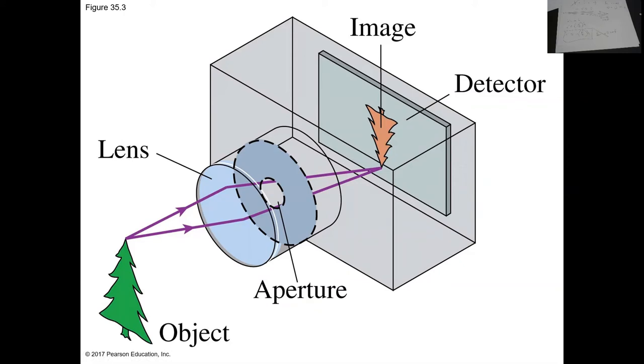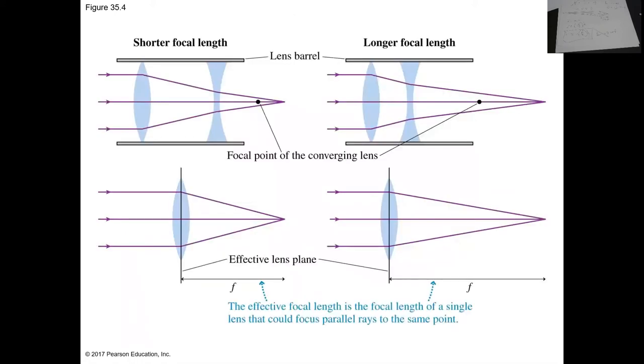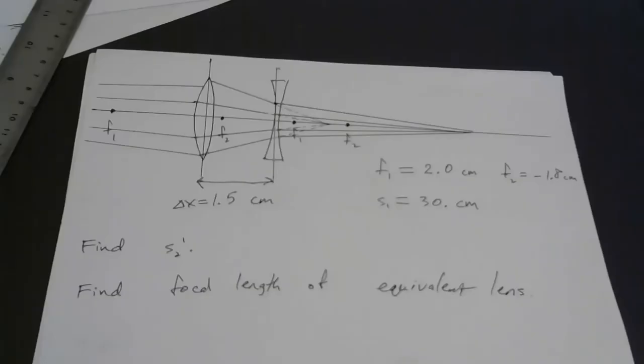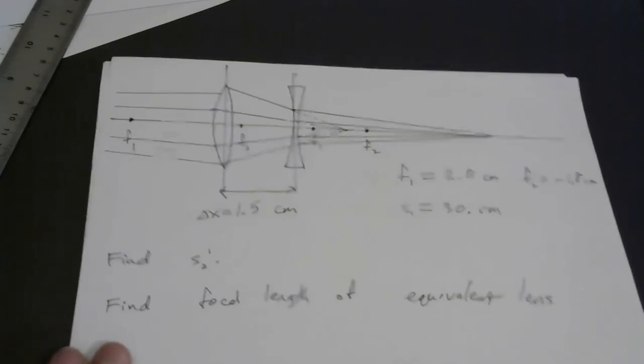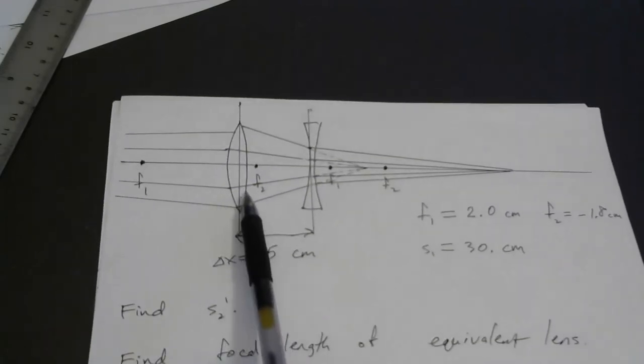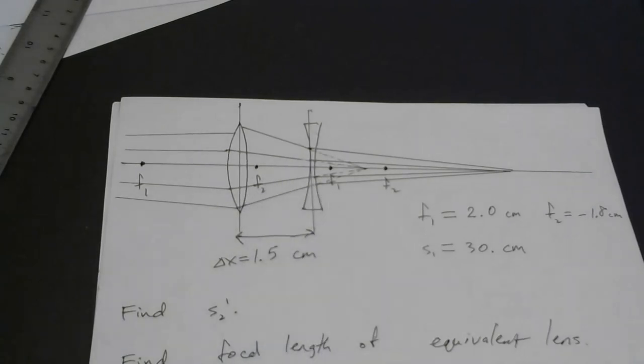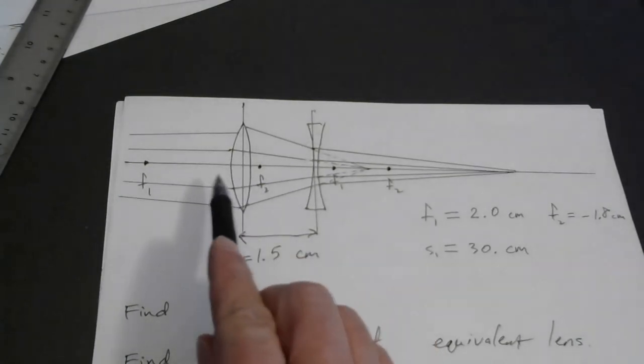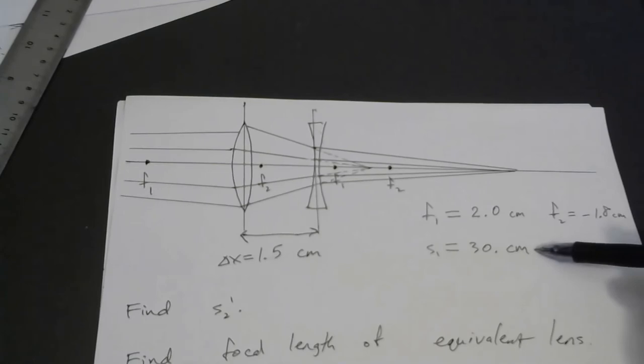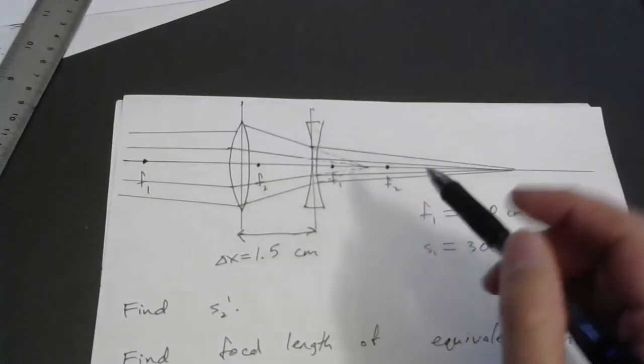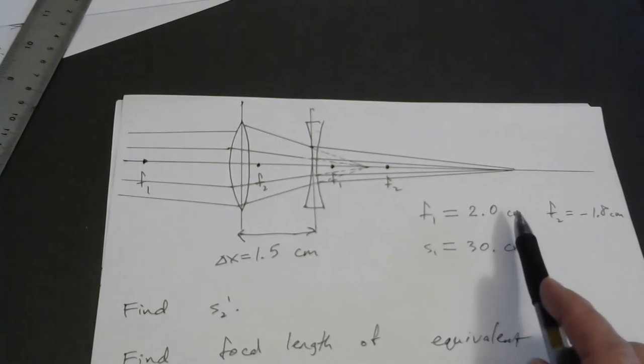So I'm going to take a moment and pick some numbers that we can use to actually analyze this with the thin lens equation. So here's an example very similar to example 35.1, the very first example in chapter 35 on page 996. In that example, they have a diverging lens followed by a converging lens. But in this case, I'm going with the pictures in the PowerPoint slide. There's an object over here, which I've placed 30 centimeters from this converging lens. And the converging lens has a focal length of 2 centimeters.